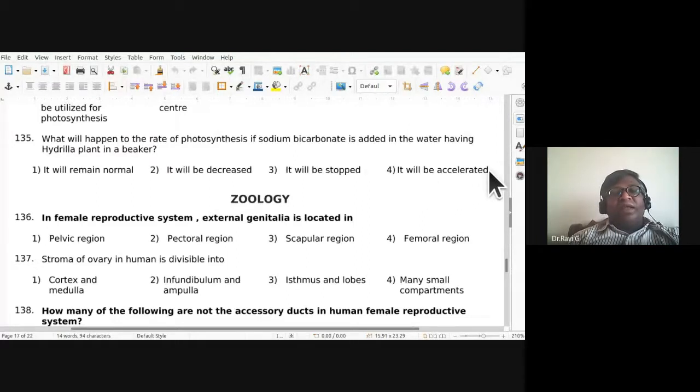The answer is it will be accelerated, because sodium bicarbonate, when you add it into water, releases carbon dioxide as a result of it. So the rate of photosynthesis will be accelerated. The aquatic plant's rate of photosynthesis will be accelerated. So 135th, the fourth one is the correct option.